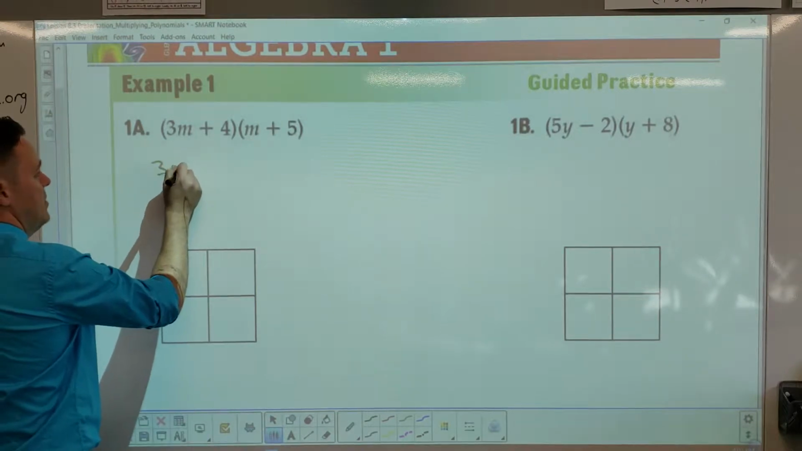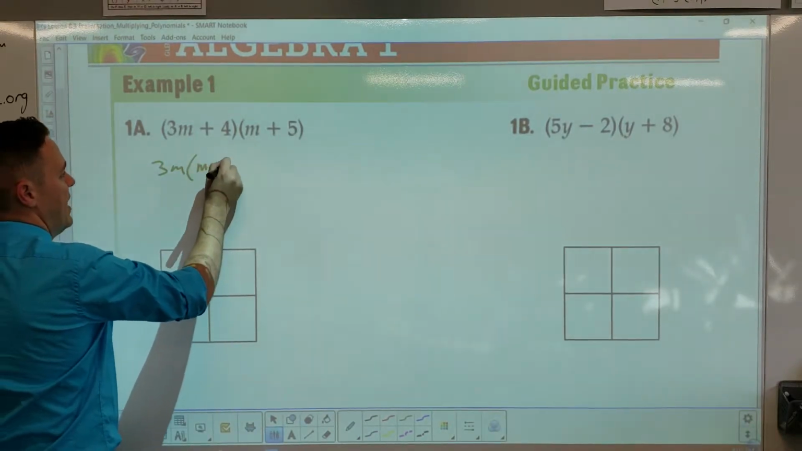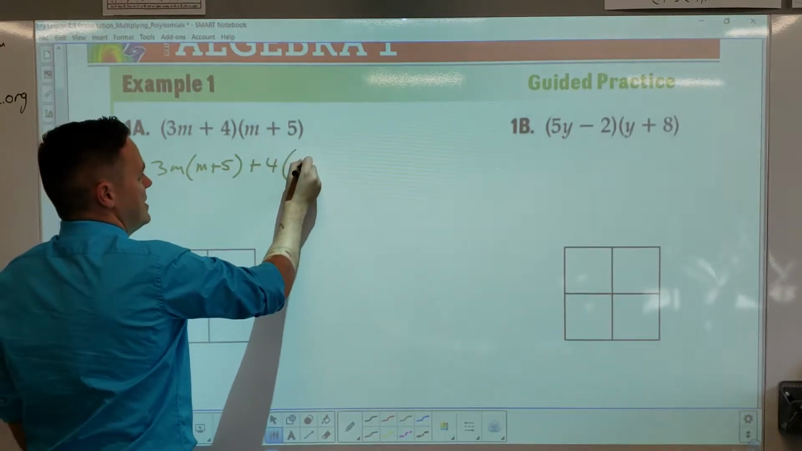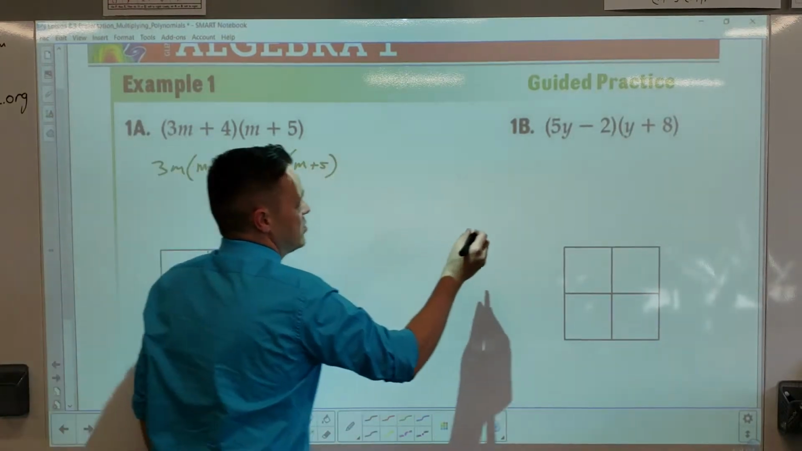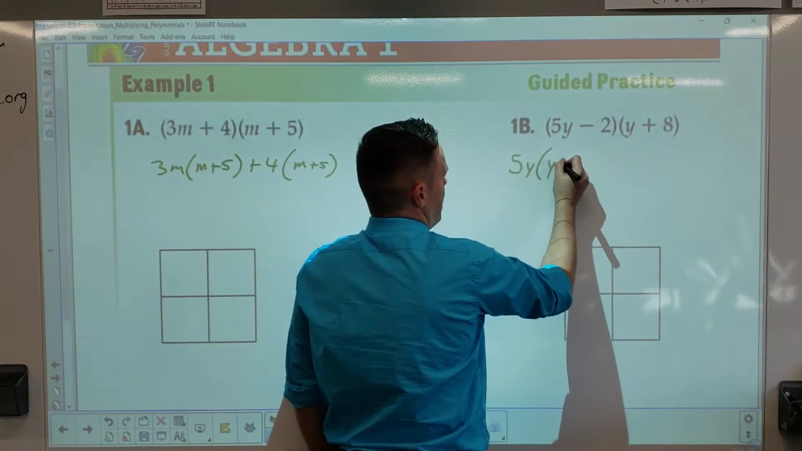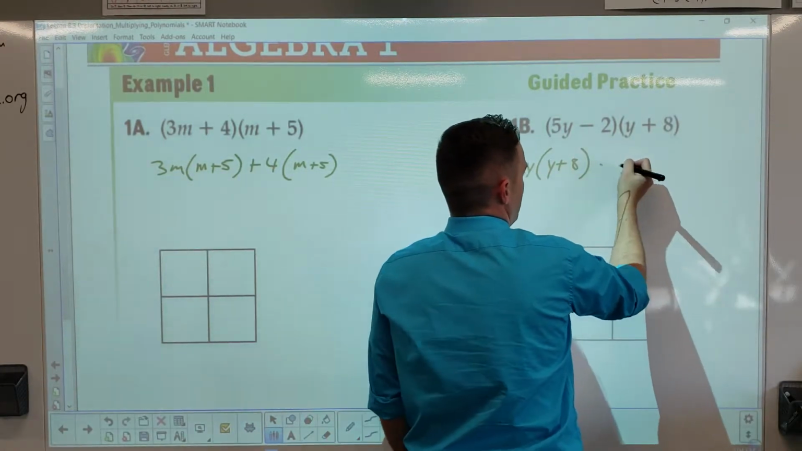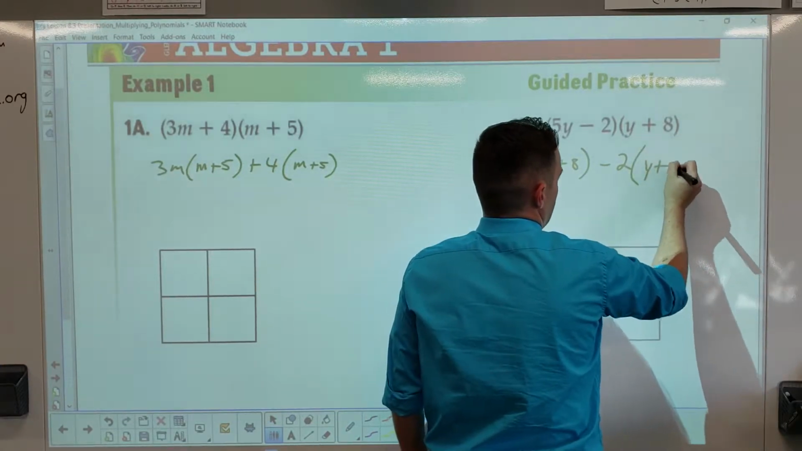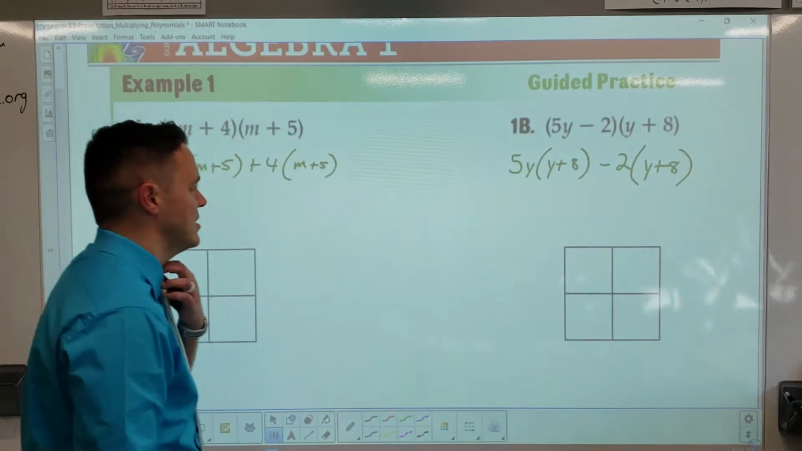So it's 3m, and then it's going to be m plus 5. Here's your setup, plus 4, and then it's m plus 5. And then this one over here would be 5y, y plus 8, and then it's going to be minus 2, y plus 8. Okay, and then you do the distribution, so on and so forth.